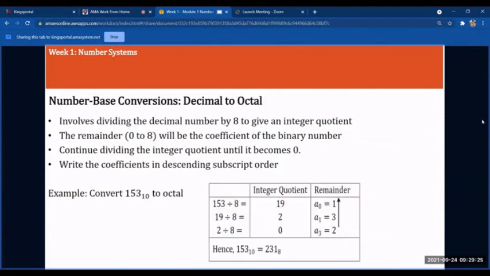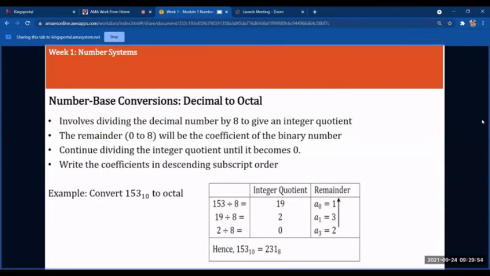So how to convert decimal to octal? To convert decimal to octal, it involves dividing the decimal number by 8 to give an integer quotient. The remainder, 0 to 7, will be the coefficient of the octal number, and continue dividing the integer quotient until it becomes 0. Write the coefficients in descending subscript order. So here we have an example.